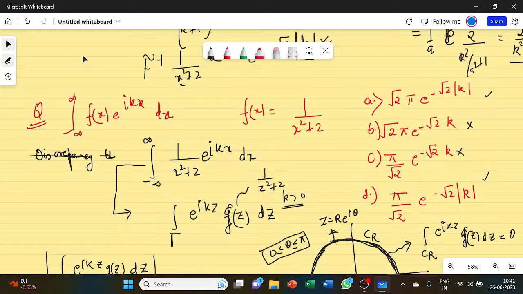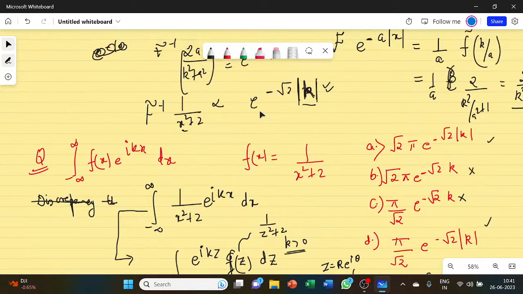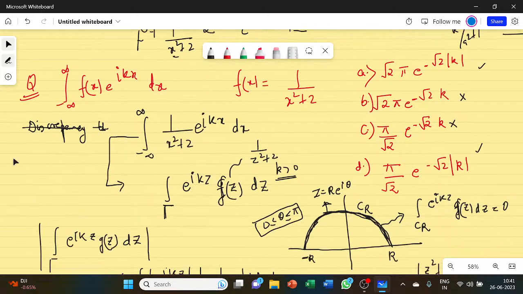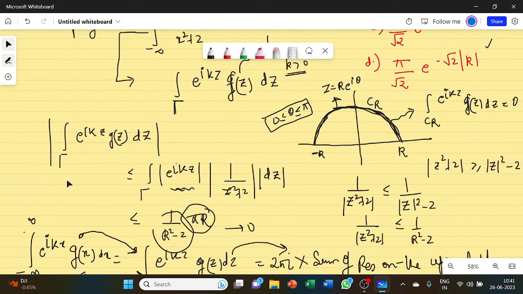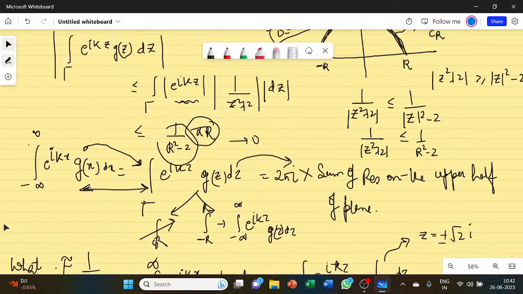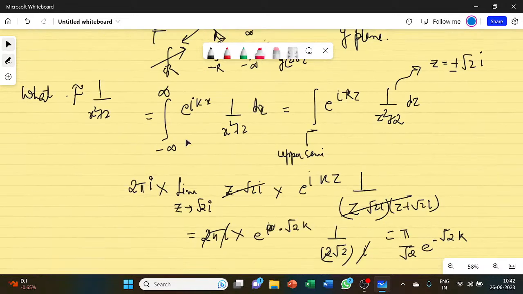However, one has to understand from the theory that we developed for e to the power minus modulus of x, one can clearly see that the Fourier transform of 1 upon x square plus 2 should contain modulus of k. Now you would be thinking, what is the mistake in this entire scenario? The first mistake that you should understand is this particular Jordan lemma. In this Jordan lemma, we take the upper half of the semicircle provided k is greater than 0. But while we are evaluating the Fourier transform, we have not put any such constraint on k.